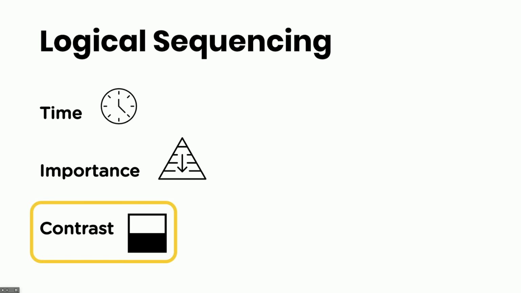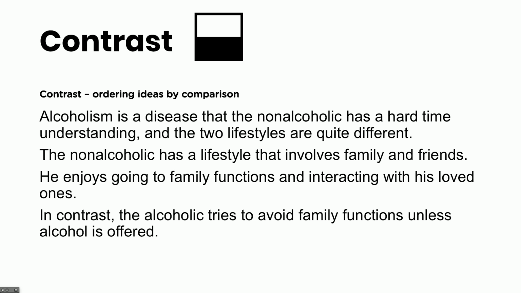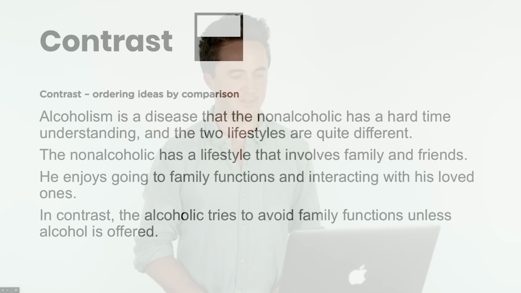Okay, the final paragraph structure type is by contrast. So contrast is ordering ideas by comparison. We're comparing two things here, okay? Let's read this paragraph. Alcoholism is a disease that the non-alcoholic has a hard time understanding, and the two lifestyles are quite different. The non-alcoholic has a lifestyle that involves family and friends. He enjoys going to family functions and interacting with his loved ones. In contrast, the alcoholic tries to avoid family functions unless alcohol is offered. So we're comparing alcoholics versus non-alcoholics here.